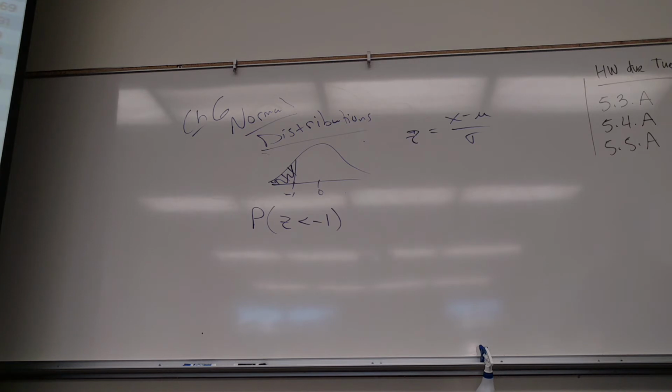Let me stop there. Does anybody have any questions on how to read this? Because if you can't read this, you can't do a damn thing. So does everybody see how to read this? All right. So what's the probability z is less than -1?